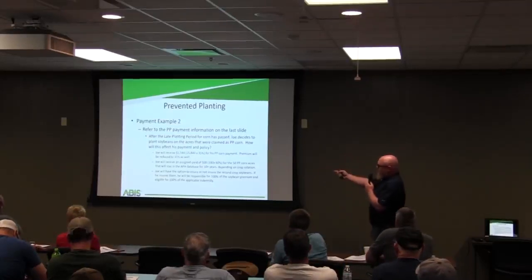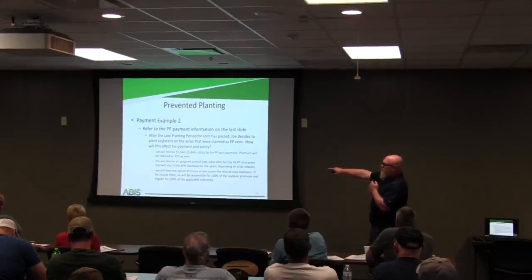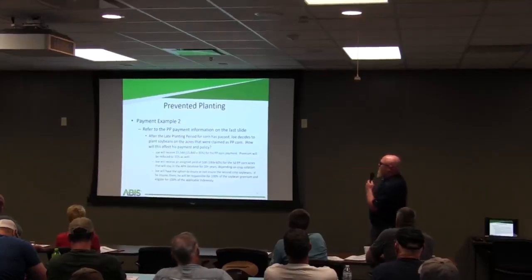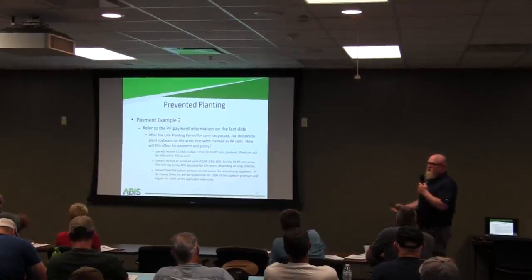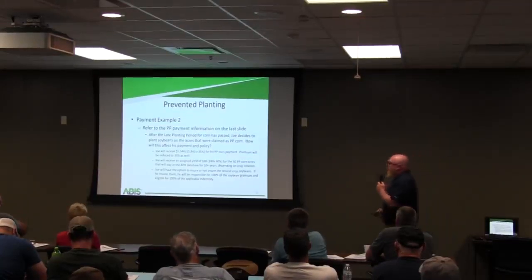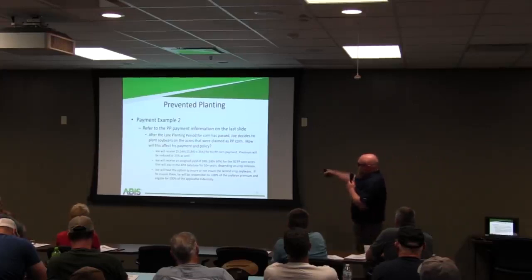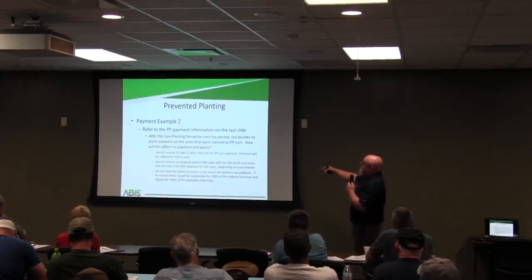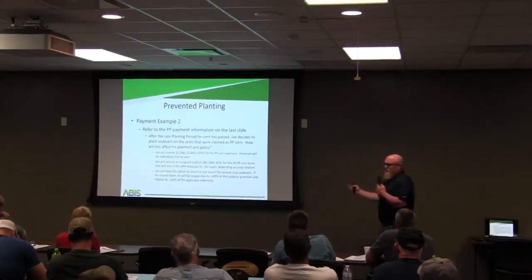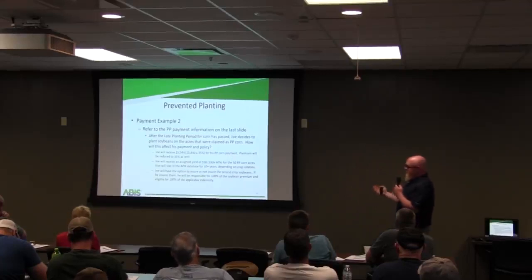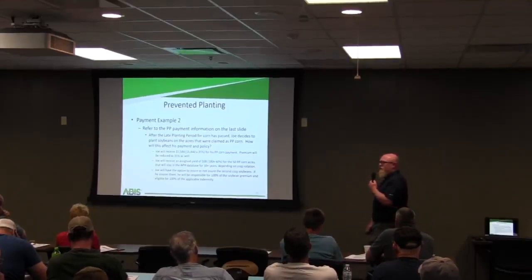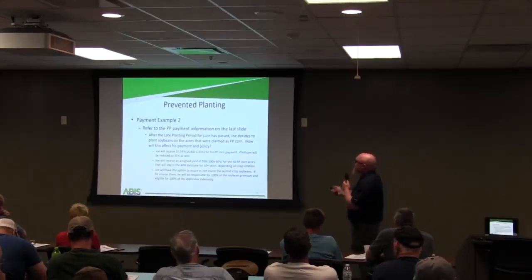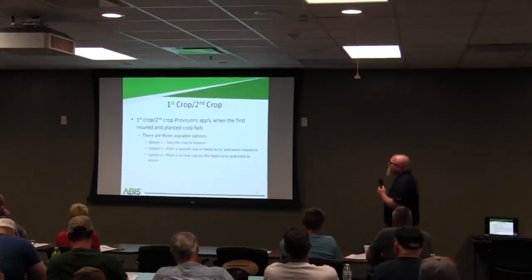He'll receive an assigned yield of 108, which is 60% of his APH for that farm, for the 50 PP acres, and that's going to be in the database for the 10 years that it would be in the rotation. So on those soybean second crop prevented soybean acres, Joe will have the option to insure or not insure those. If he does insure, again, it's going to be at 100% of the soybean premium, and he will be eligible for any applicable indemnity that would come from it.